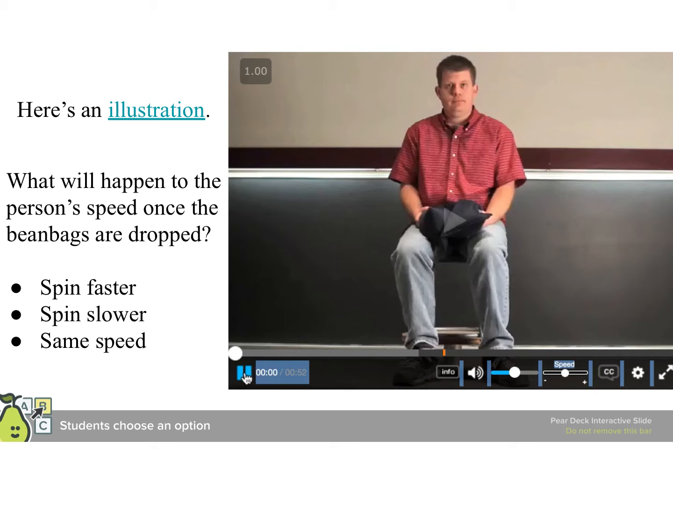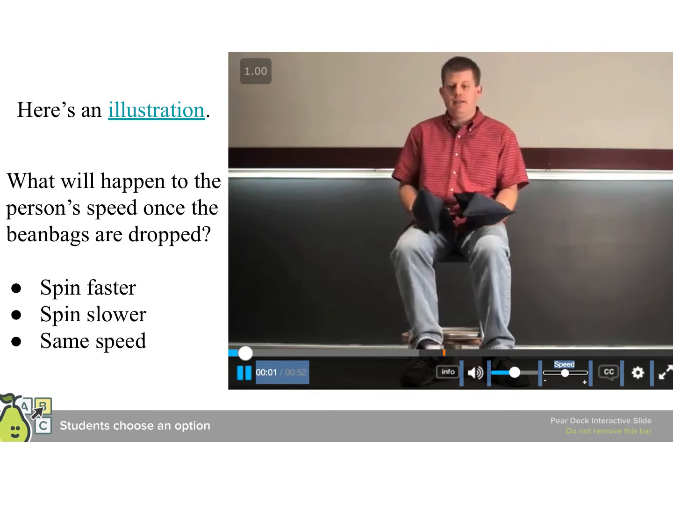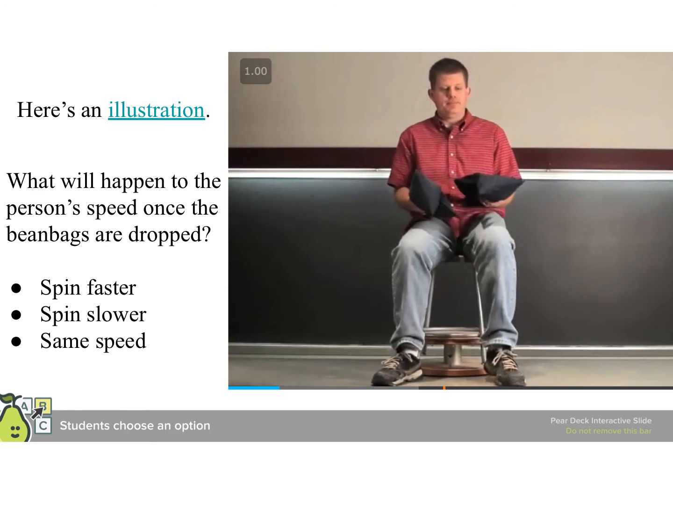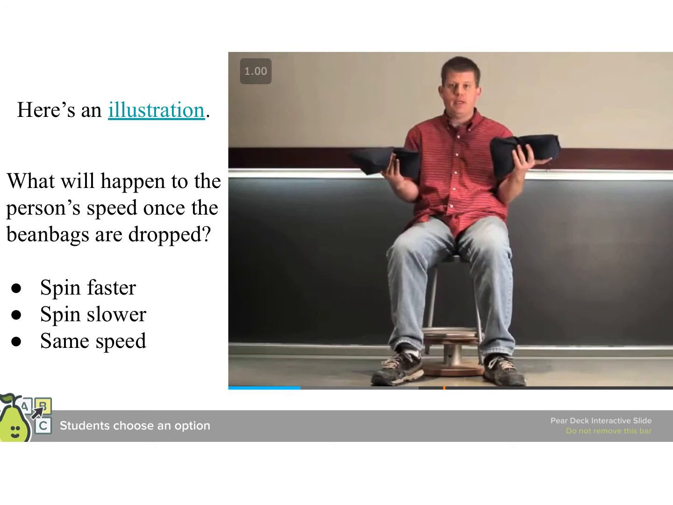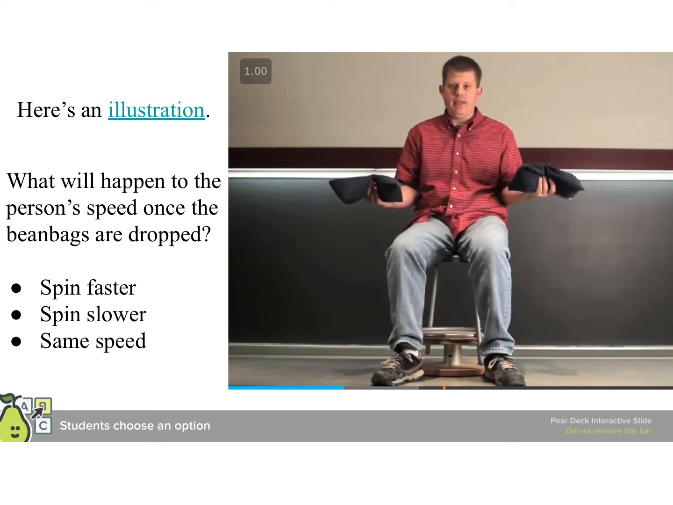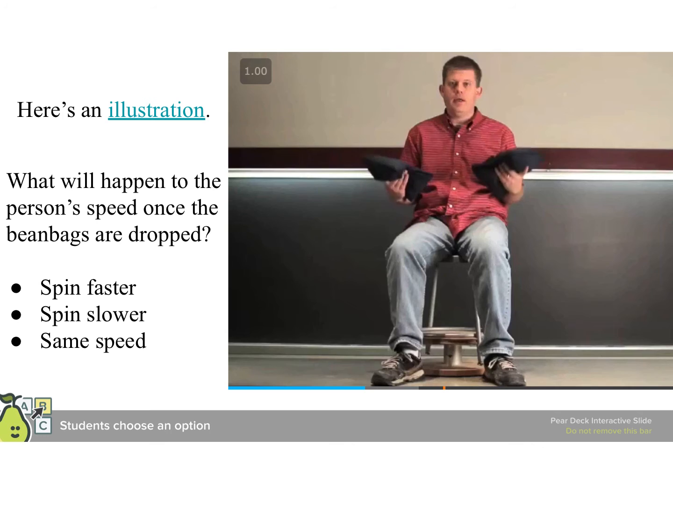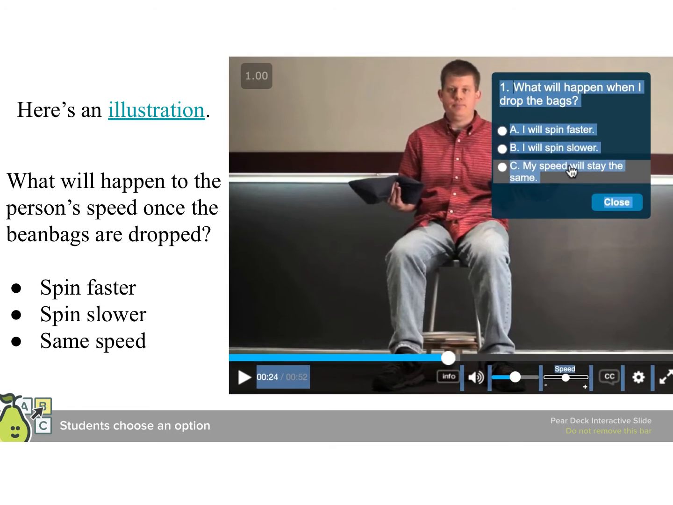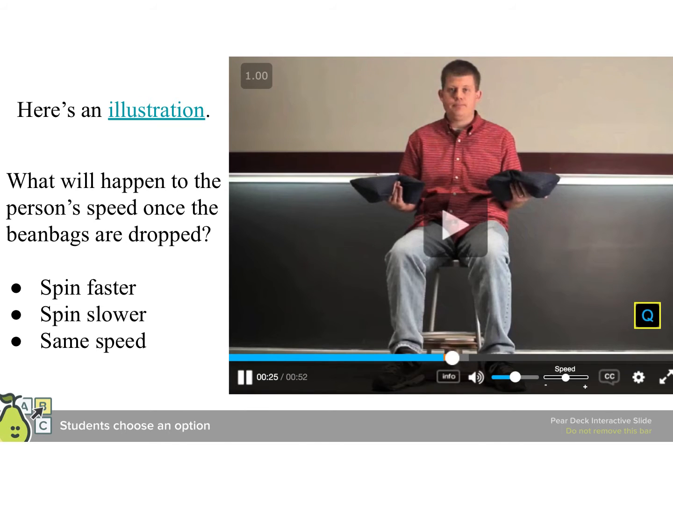All right, here's an illustration of the principle. What will happen to the person's speed once the bean bags are dropped? Here I am sitting on a stool which is free to rotate, and I'm holding two heavy bean bags. In this experiment, I'm going to start myself rotating, and then I'm going to drop the bean bags at my side. The question is, what will happen to my speed? Will I spin faster? Will I slow down? Or will I spin at the same speed? So give yourself a thought for that.